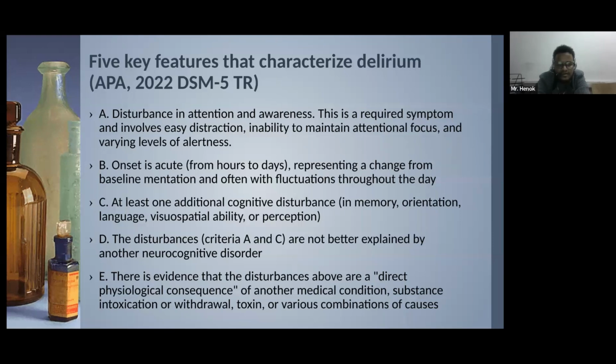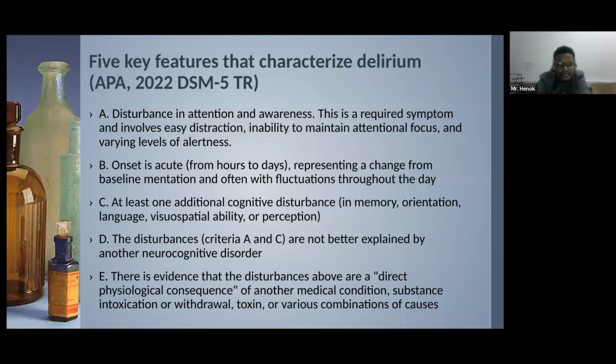The second one is that the onset should be acute, which means the presentation of the symptoms is from hours to days. It represents a change from a baseline mental status, and often fluctuates throughout the day. It has a fluctuating course throughout the day.